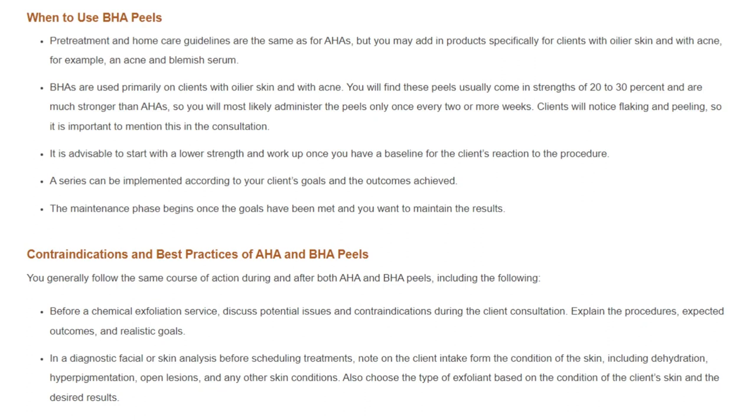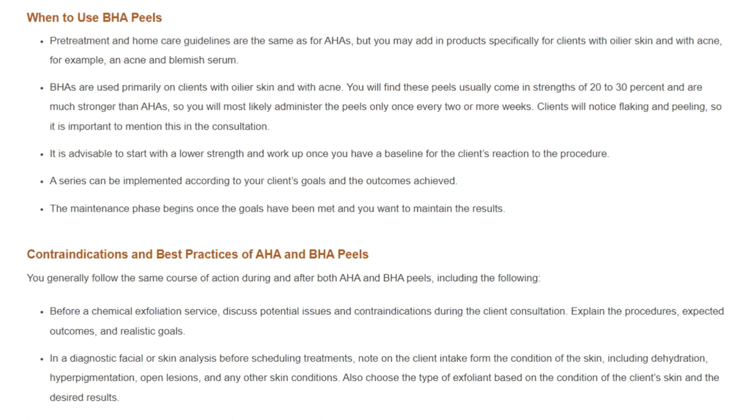When to use BHA peels. Pre-treatment and home care guidelines are the same as for AHAs, but you may add in products specifically for clients with oilier skin and with acne, for example, an acne and blemish serum. BHAs are used primarily on clients with oilier skin and with acne.